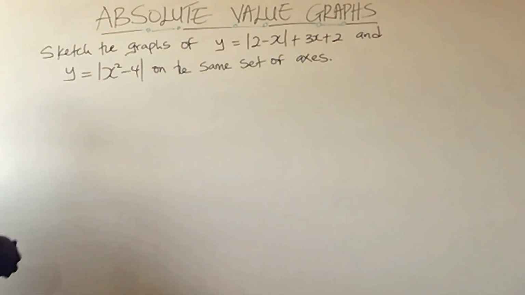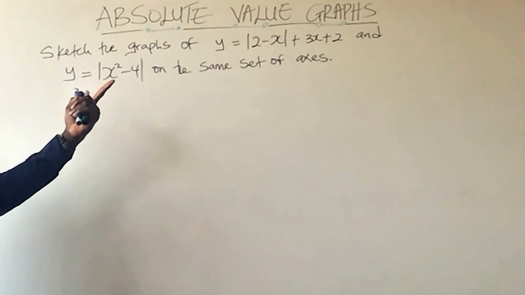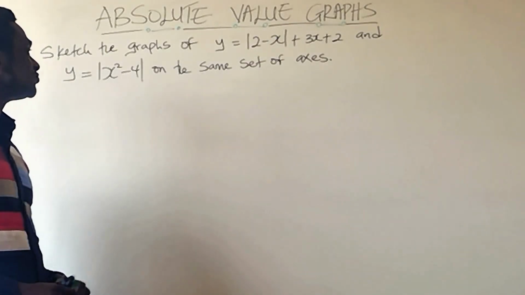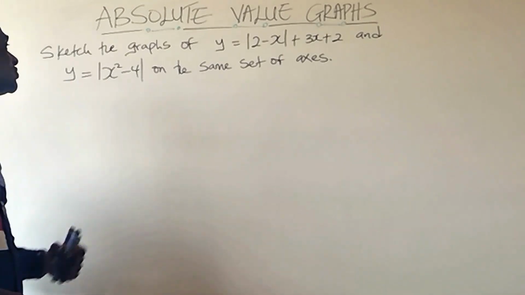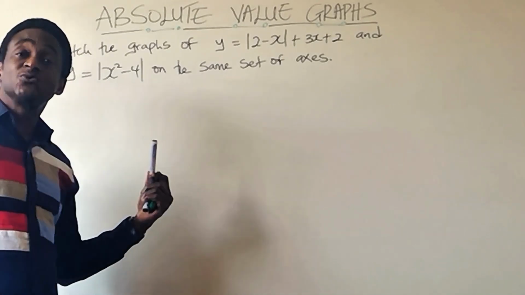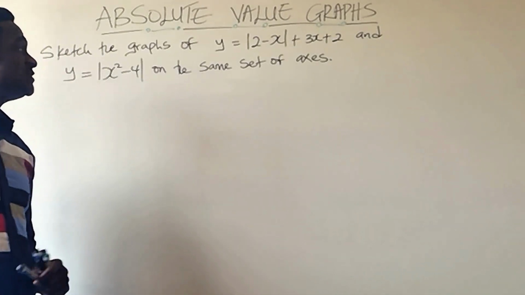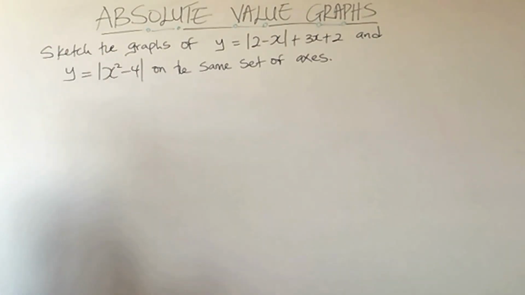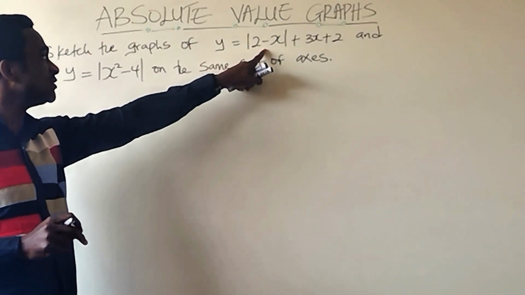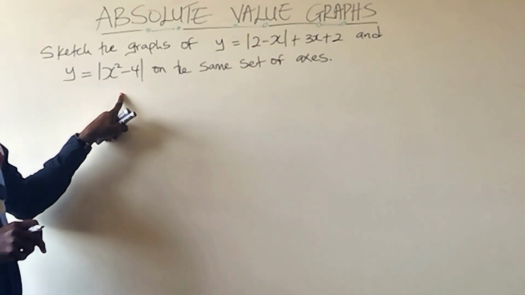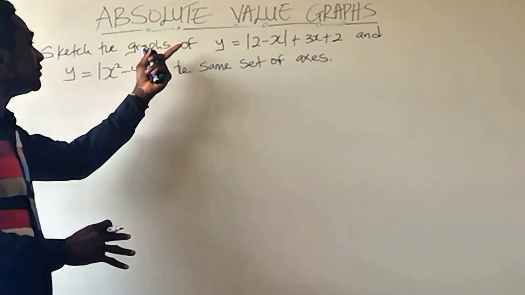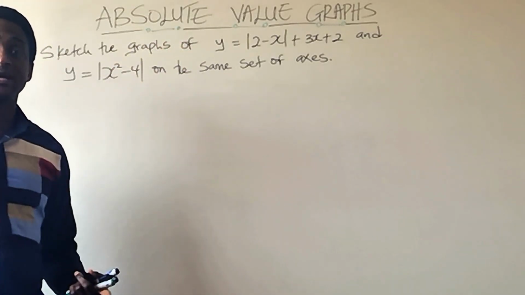It says, sketch the graph of y equals the absolute value of 2 minus x plus 3x plus 2, and y equals the absolute value of x squared minus 4, on the same set of axes. Now, let's start simplifying each of the expressions. This will give us a linear function and this will give us a parabolic function. But the restrictions are what differentiates our absolute value graph from any other type of graph.